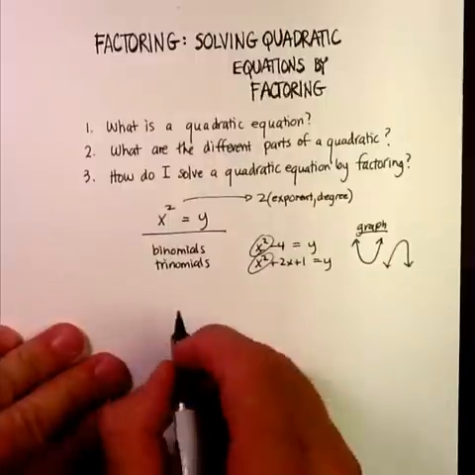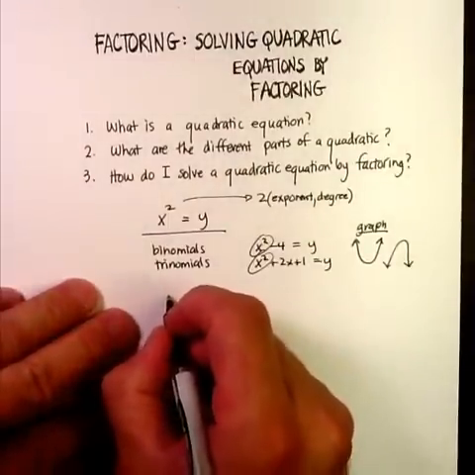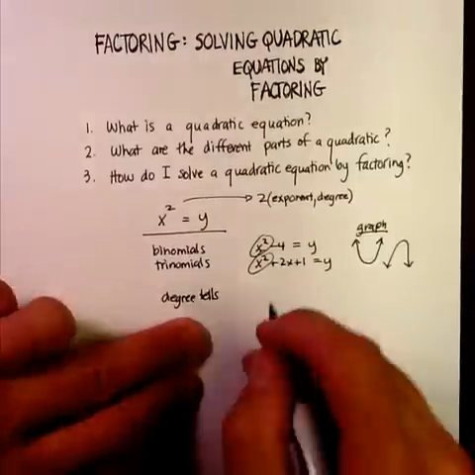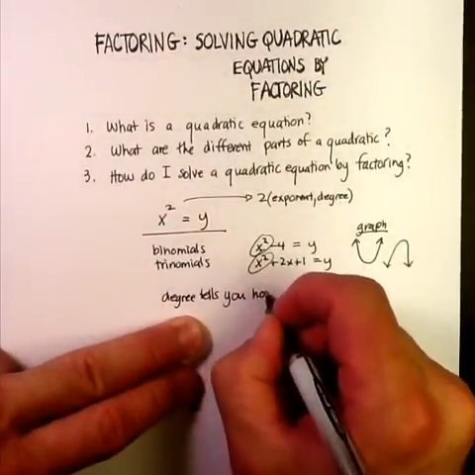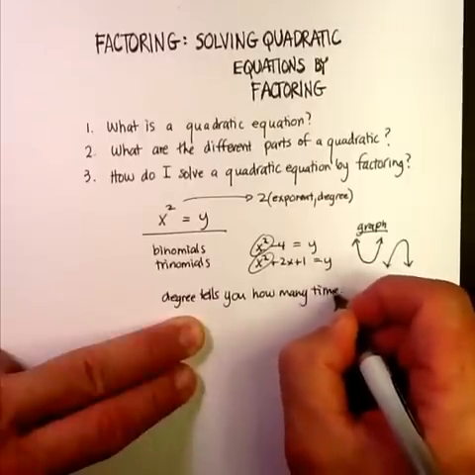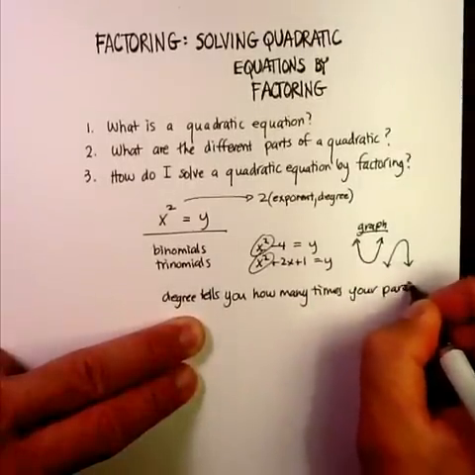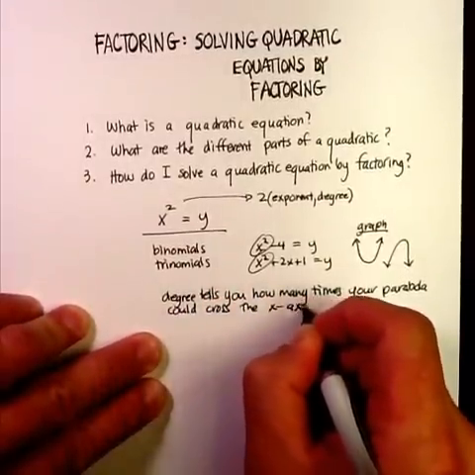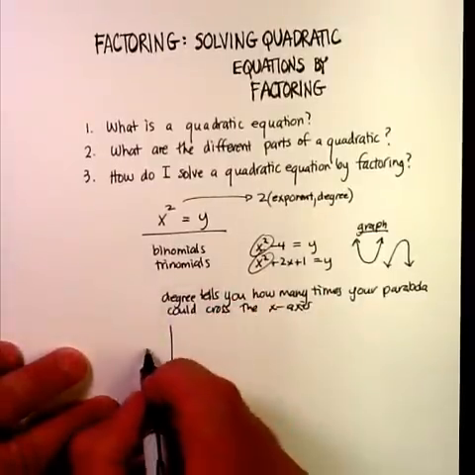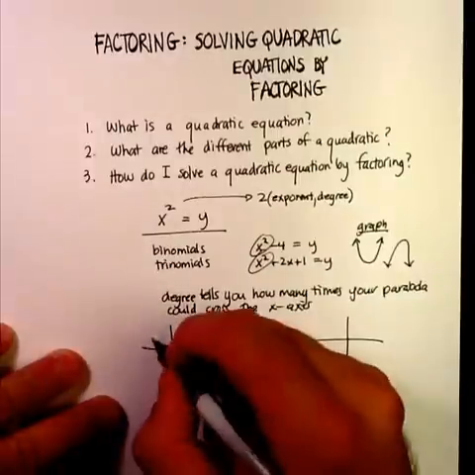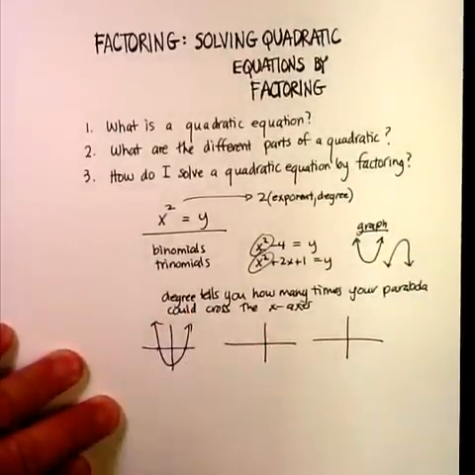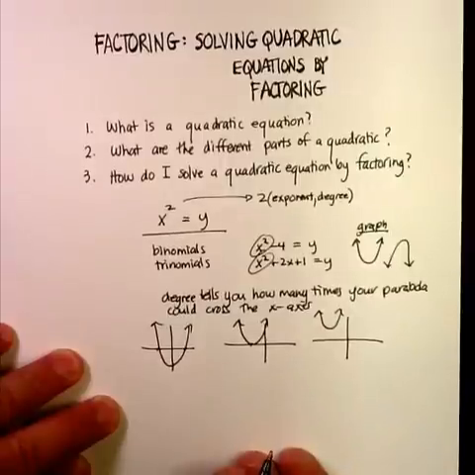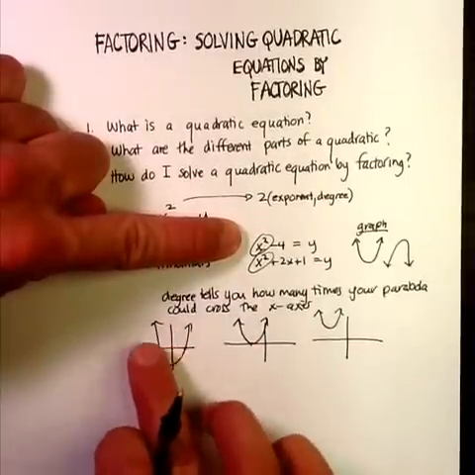Now you get some other information from the degree of 2. The degree tells you how many times your parabola could cross the x-axis. Now, why is that important? Well, just real quickly, let me show you 3 possibilities, okay? I could cross twice. I could cross once. Or I could cross not at all. Okay, so the 2 tells you that the maximum number you could cross with a parabola is 2 times.